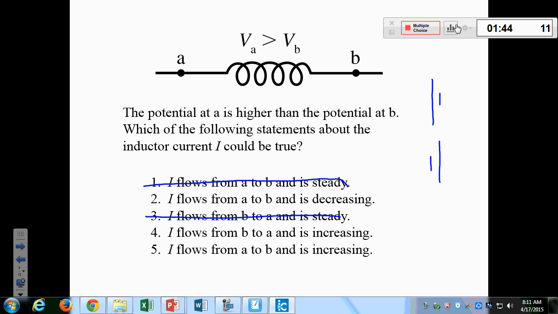Okay, well, where is the potential higher? At point A or at point B? Because where the potential is higher is where this big side is going to go. Where is the potential higher? Point A or point B? Point A. Point A, right.